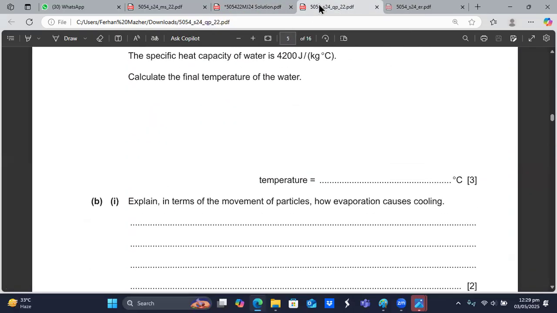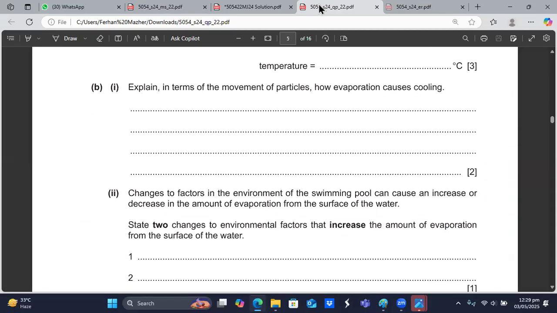And we are going to question number 2B part. Explain in terms of the movement of particles how evaporation causes cooling. You see what happens in evaporation: the particles which have higher kinetic energy leave the surface of the liquid and go into the air. The particles which are left in the liquid have less kinetic energy. Due to this, the average kinetic energy of that liquid decreases, and this causes a drop in the temperature.